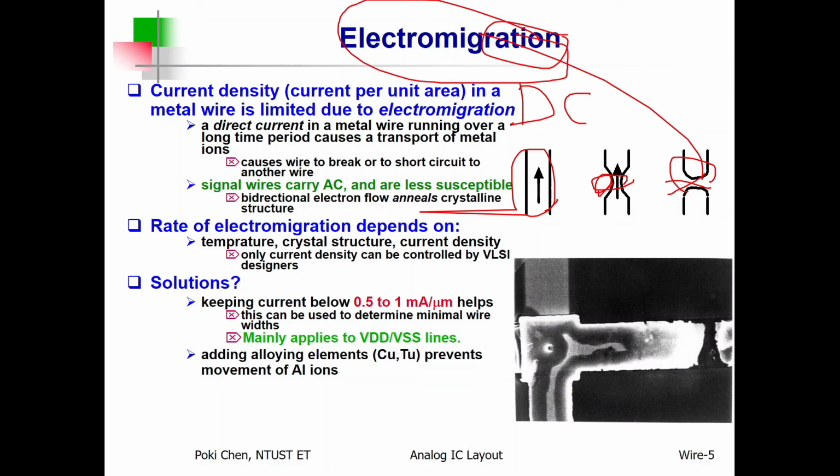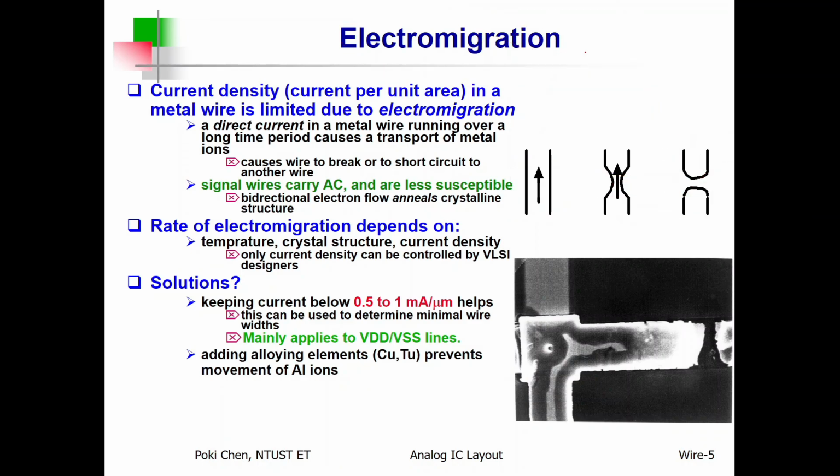So what can you do? It's some kind of silly question, right? What can you do? The easiest way is to make it wider. Then the time to failure, or time before failure, will be much longer than before.